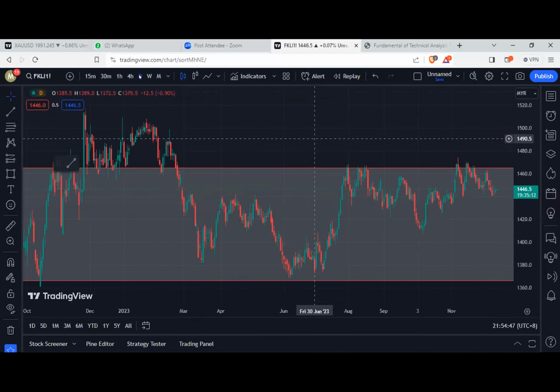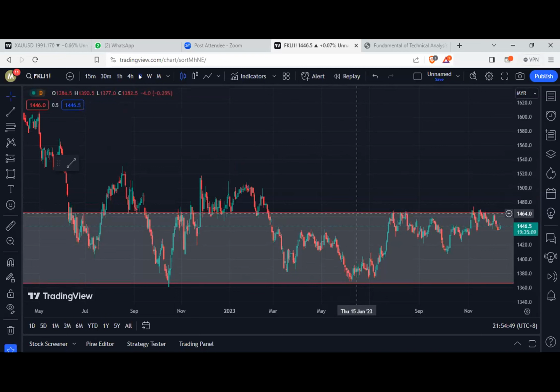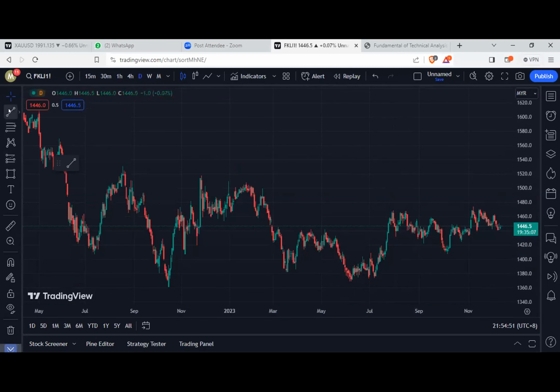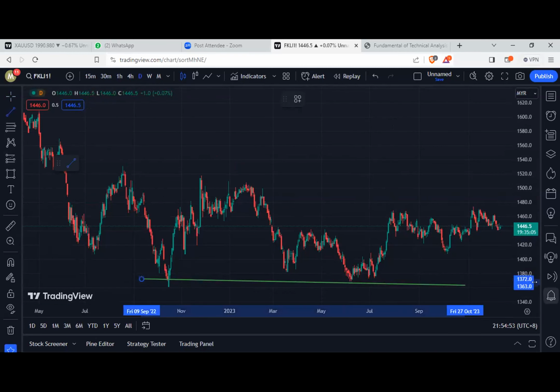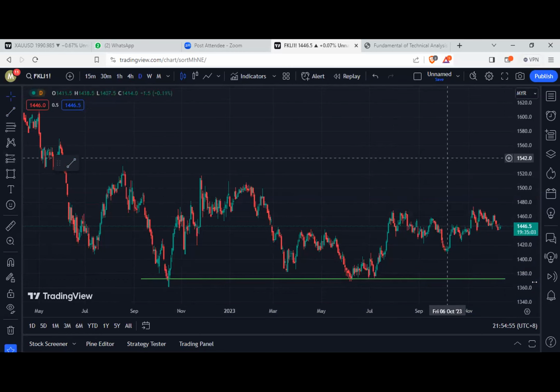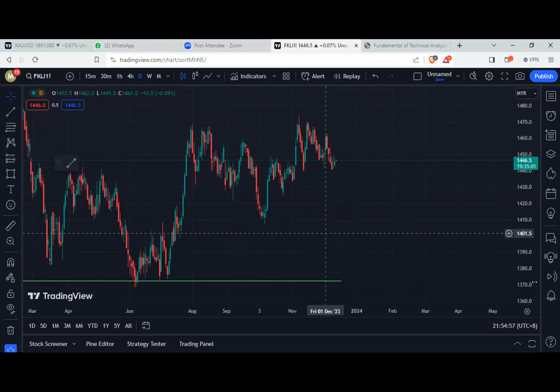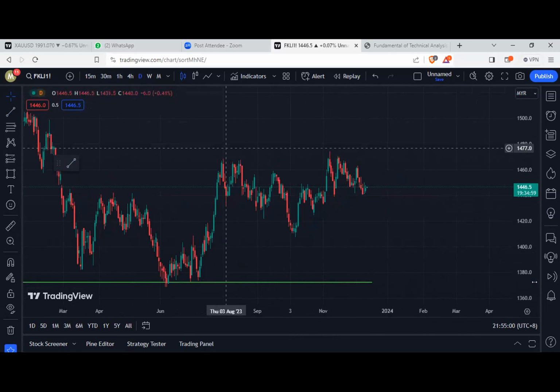We remove this one. We can draw trend line. So this is market bottom. Okay. This is the resistance.